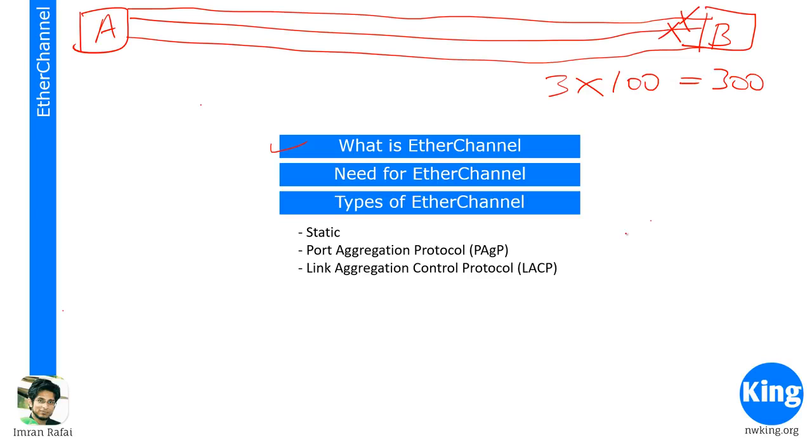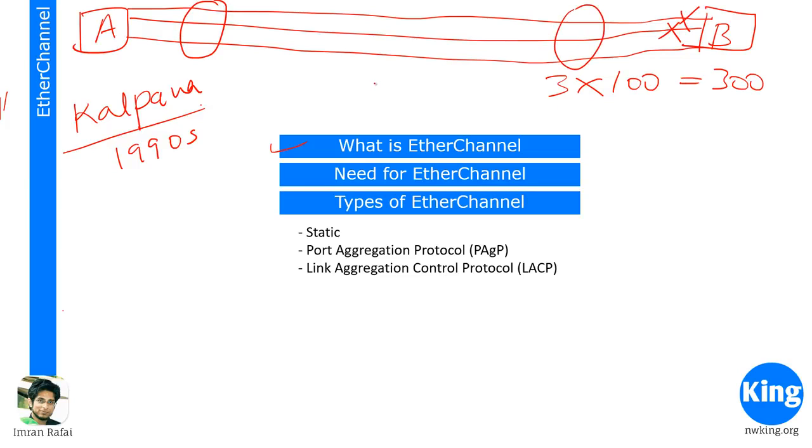To prevent STP from not using the entire bandwidth, a company called Kalpana, if you remember, was the company that invented the Cisco Catalyst switches, which Cisco eventually bought from Kalpana. In the 1990s, this company invented the technology called EtherChannel. What EtherChannel does is combine these three links and make them into one logical link of 300 Mbps. That's all EtherChannel does.